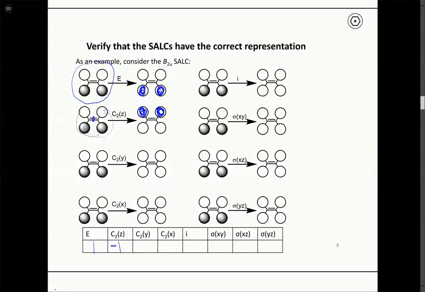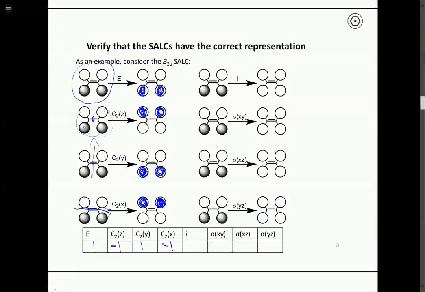For C2Y, we're designating Y as the vertical axis here. We're going to interchange orbitals that have the same phase, so we're not going to end up changing the overall sign of our SALC. So this would also be a +1 character. C2X is the horizontal C2. So when we rotate this, again, white's going to go onto color and color onto white, and we end up with, again, the inverted SALC. So we're going to get a -1 character for C2X.